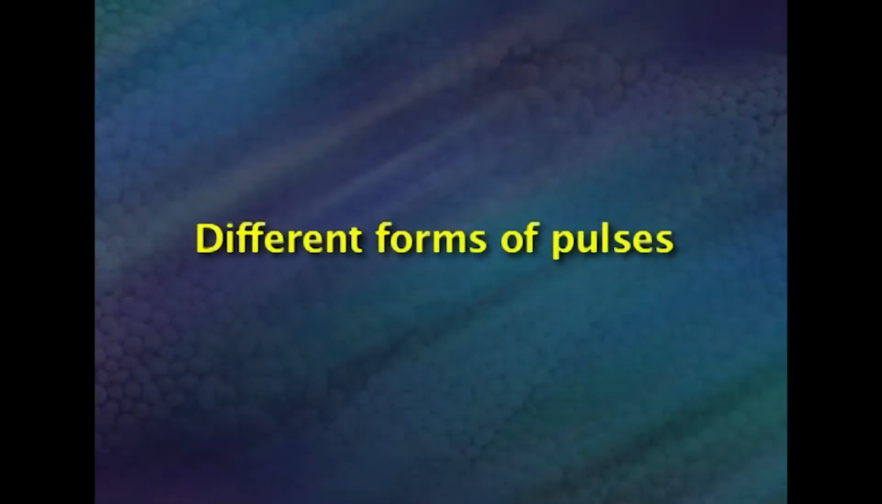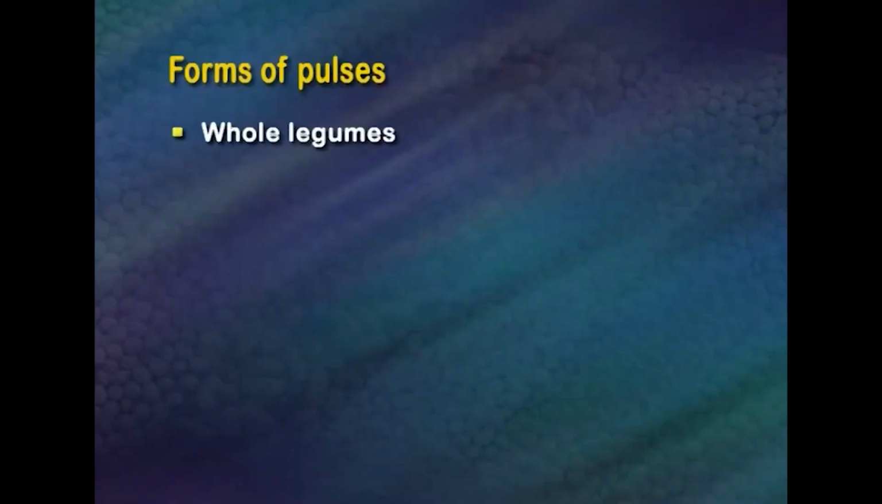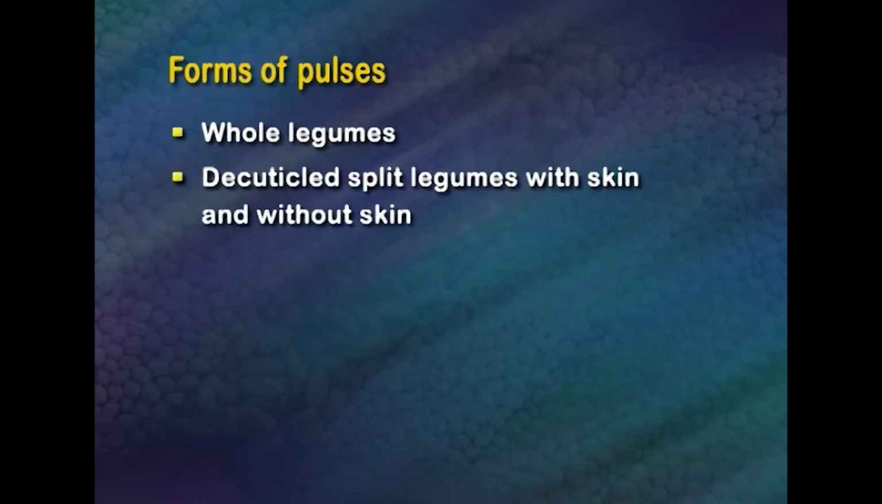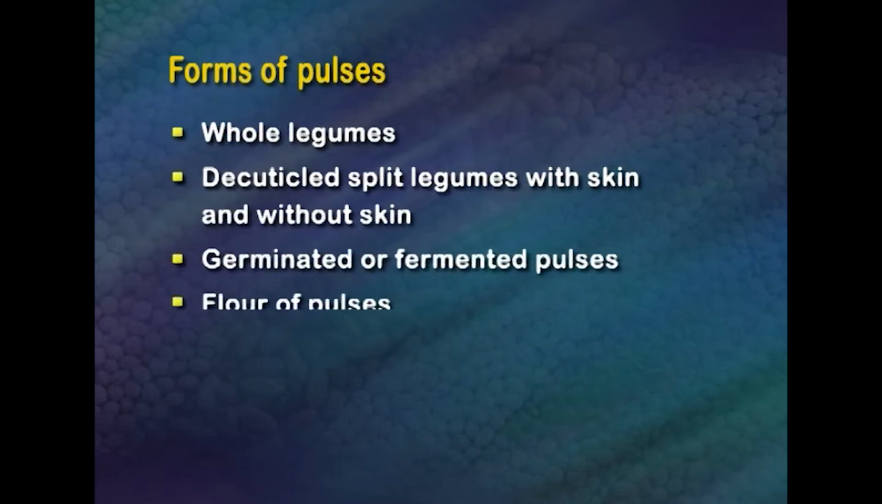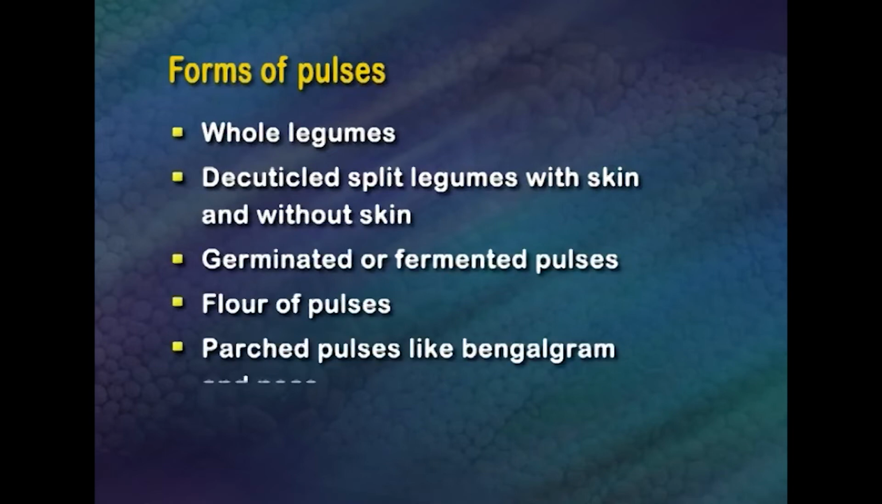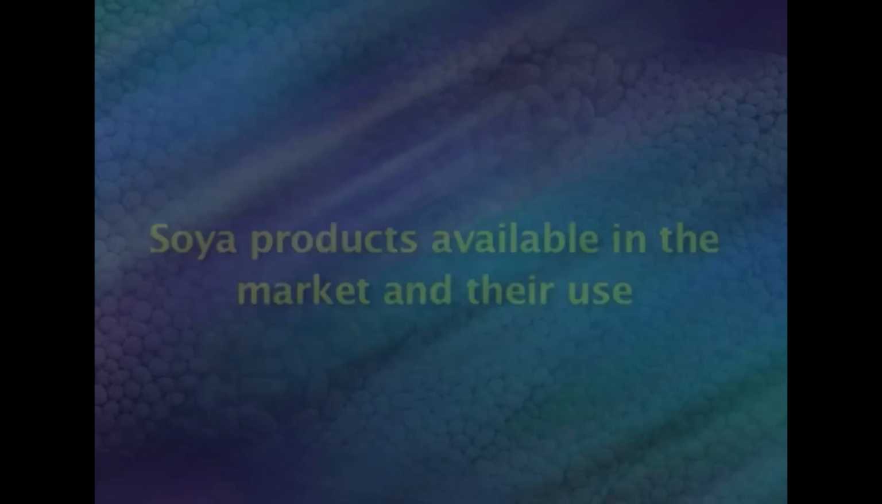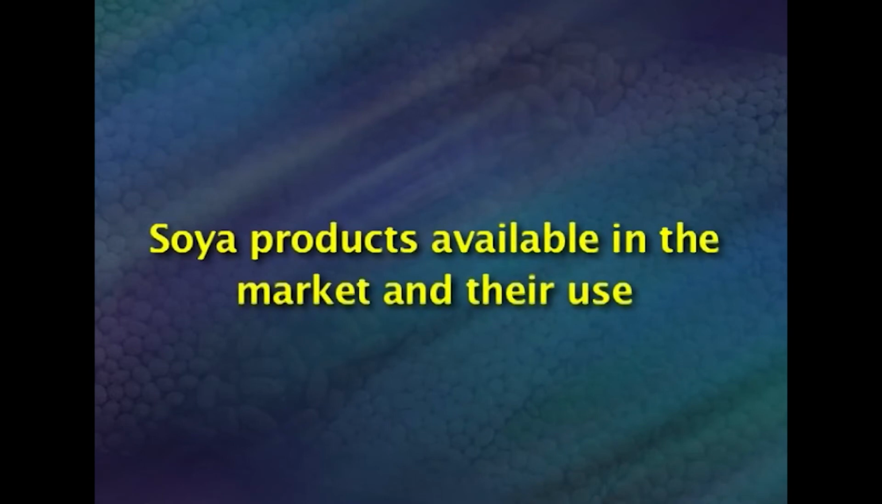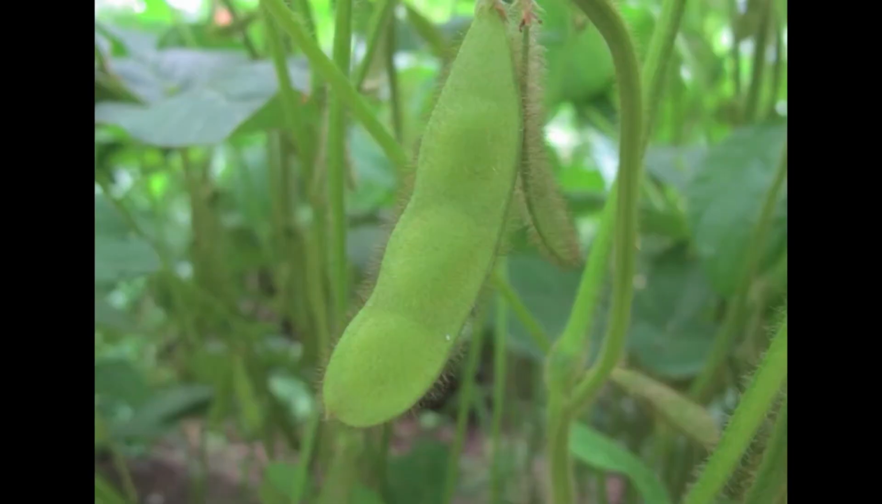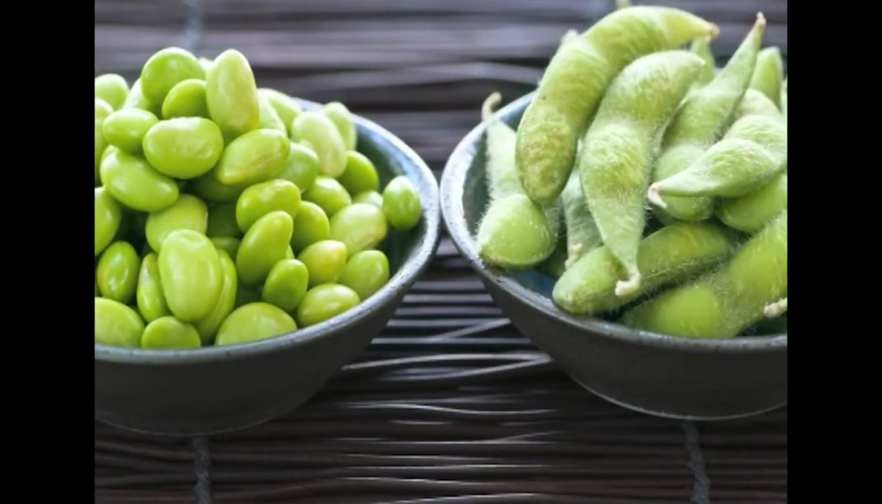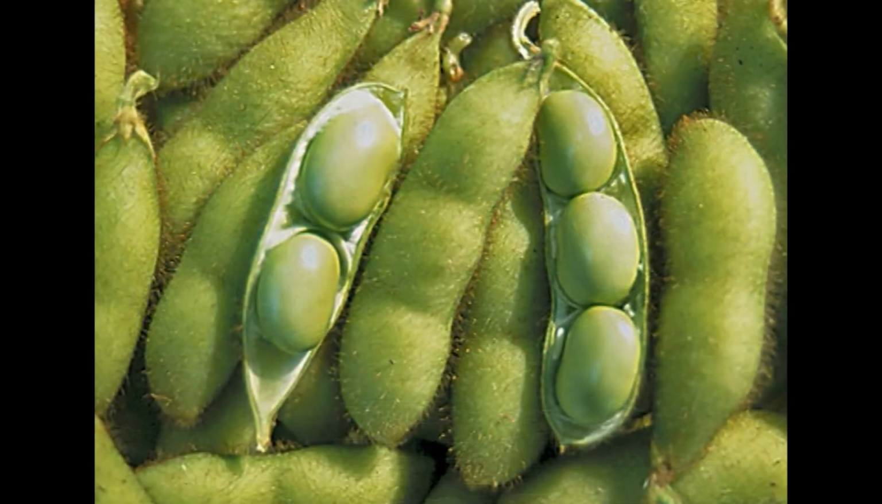Now, different forms of pulses. Pulses are used in different forms such as whole legumes, decuticled split legumes with skin and without skin, germinated or fermented pulses, flour of pulses and parched pulses like Bengal gram and peas. Soy products available in the market and their use. Soybean is a pulse which is high in protein content and is considered a substitute for meat protein, which is expensive. Soybean can be processed to obtain the following food products.